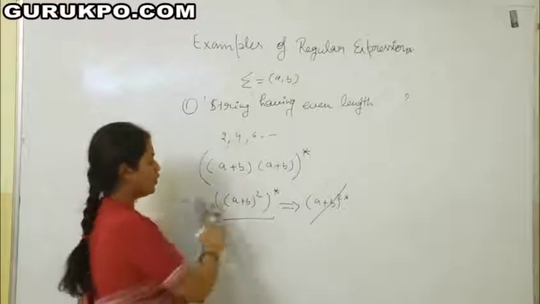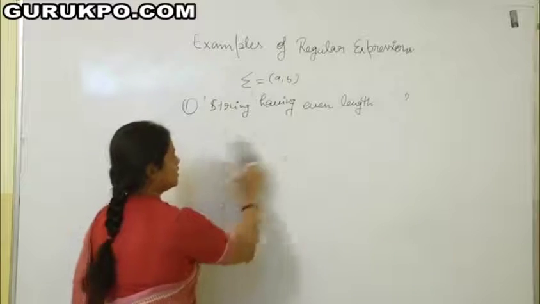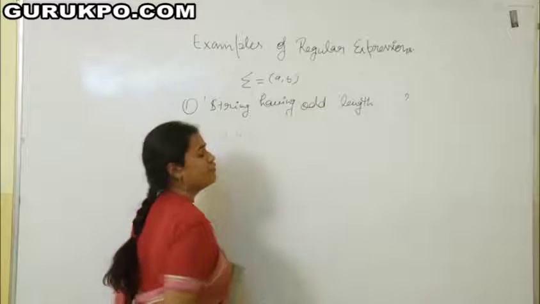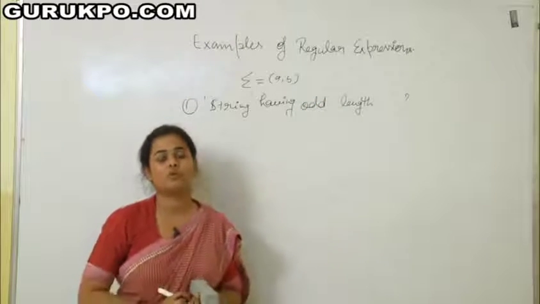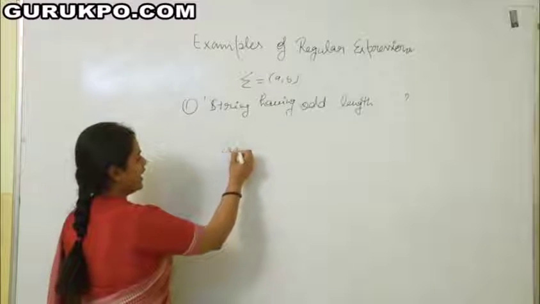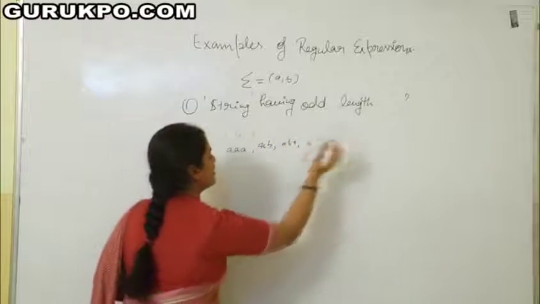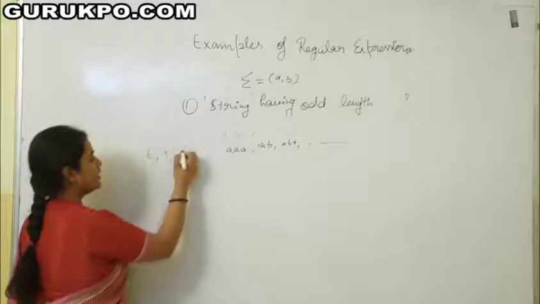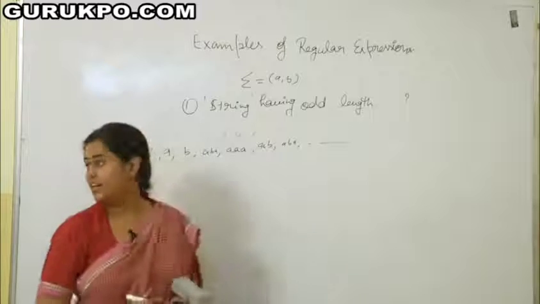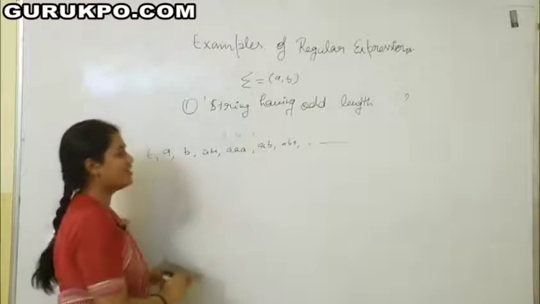Now suppose you want a regular expression which will print all the strings having odd length. For all the odd length strings you want to make a regular expression. Then odd strings will be like this: a, b, and all the strings having odd length, it will not include null, just a, b, and then aba, like this. In this way, it is clear that you have to mention all the strings having odd string length.